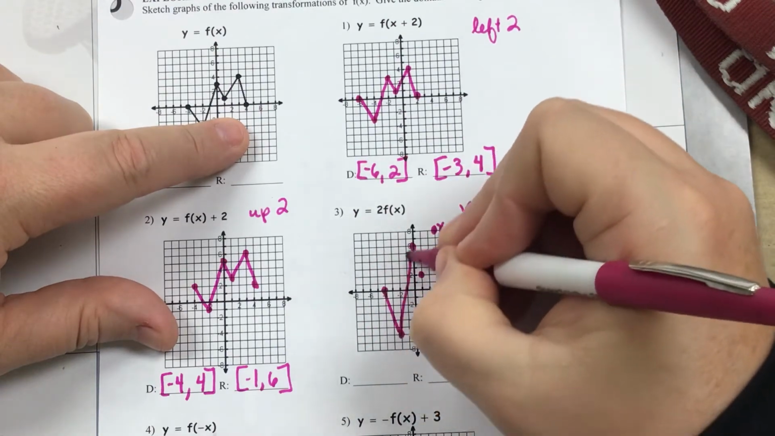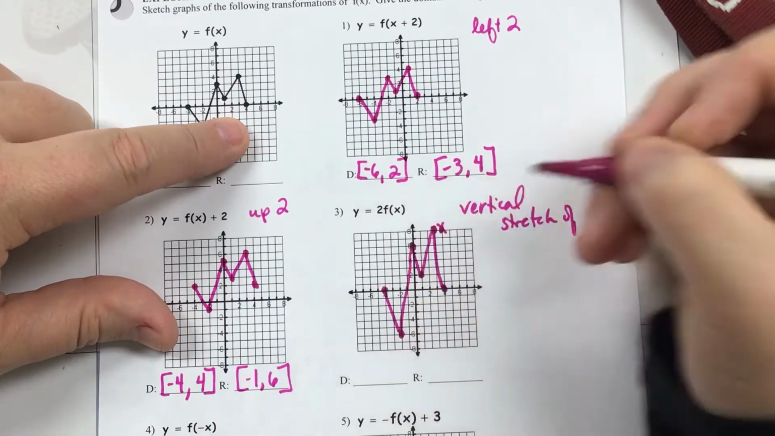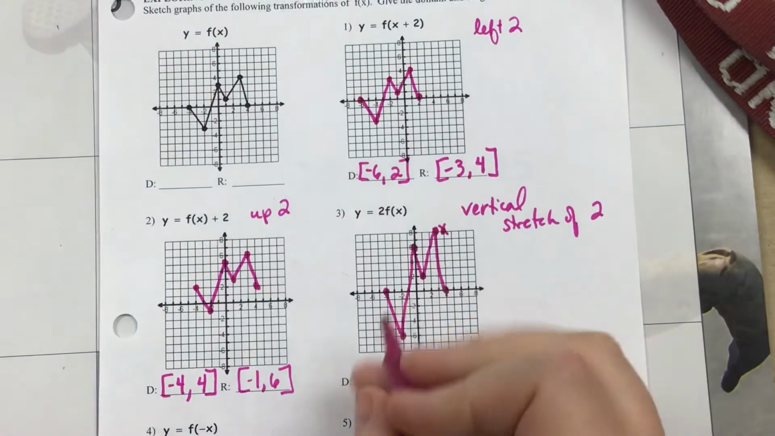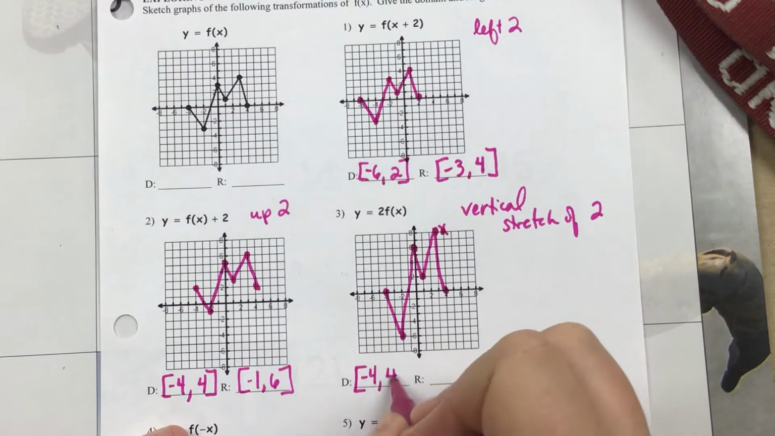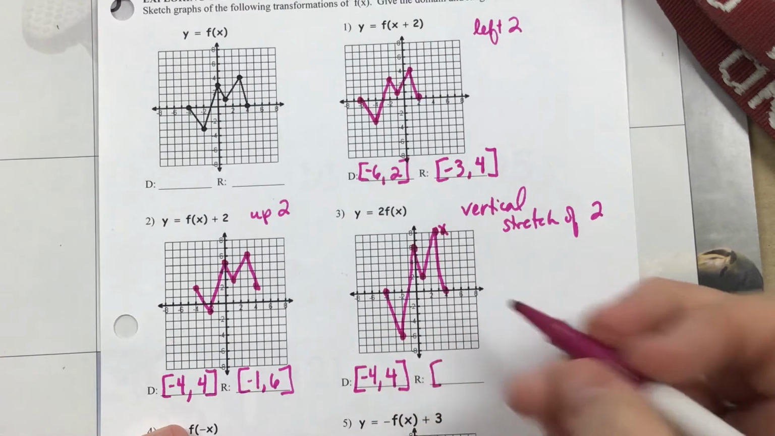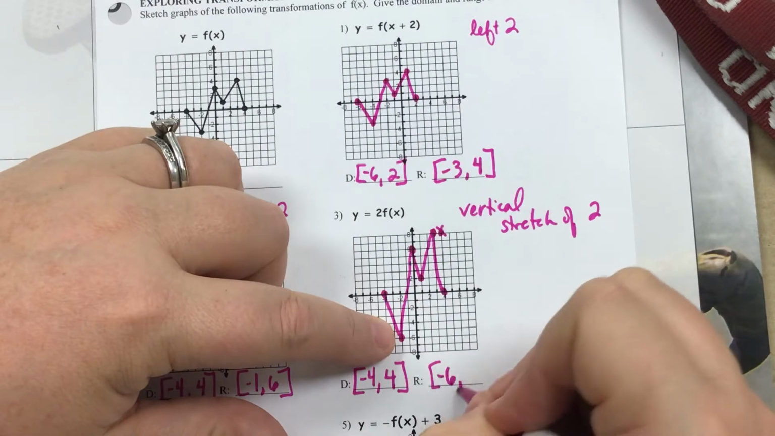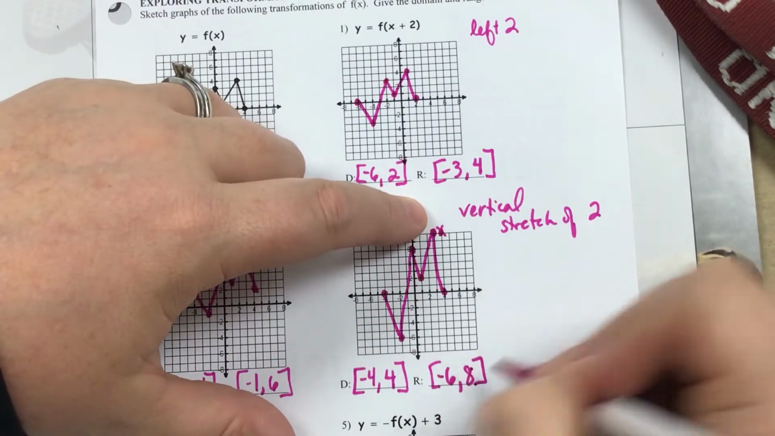So if you look at my new graph, it should look like it was stretched vertically. My domain are my x values. It still is from negative 4 to positive 4. My range is my y values. The lowest it gets, it shows as negative 6. The highest it gets is positive 8.